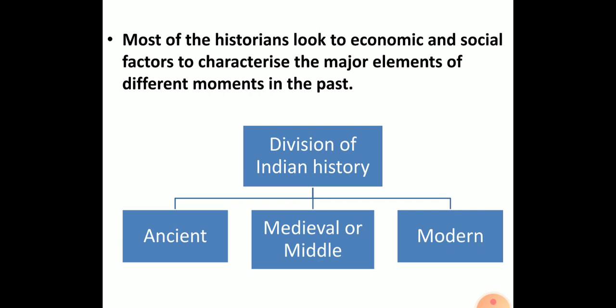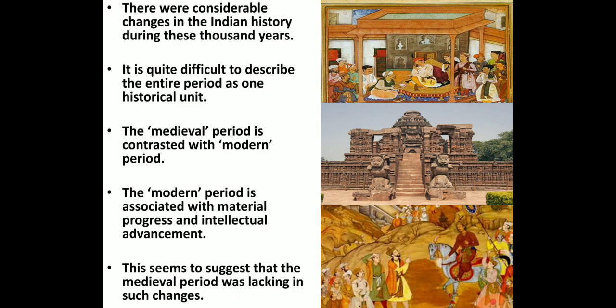Now, most of the historians look to economic and social factors to characterize the major elements of different moments in the past. So, they follow the division of Indian history in this way: ancient, medieval or middle, and modern. There were considerable changes in Indian history during these 1,000 years. So, describing the entire period as one historical unit is quite difficult.